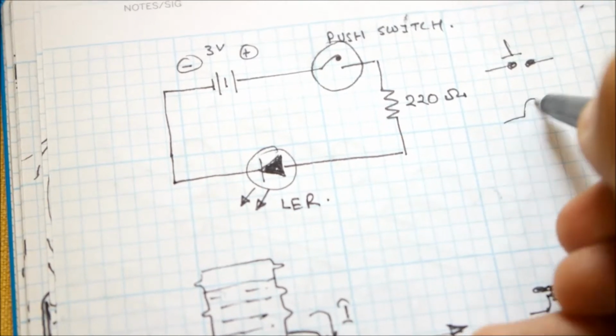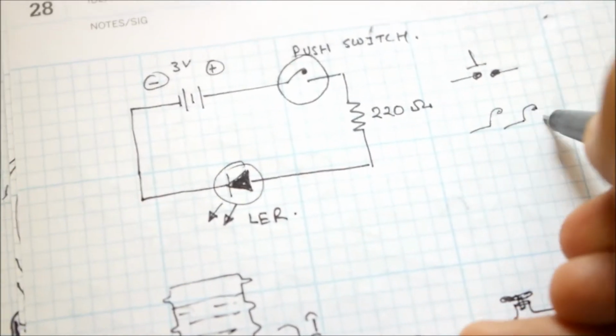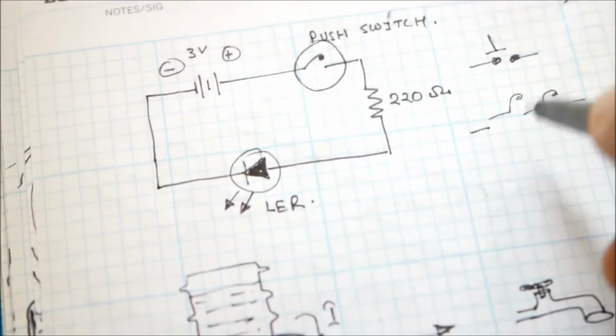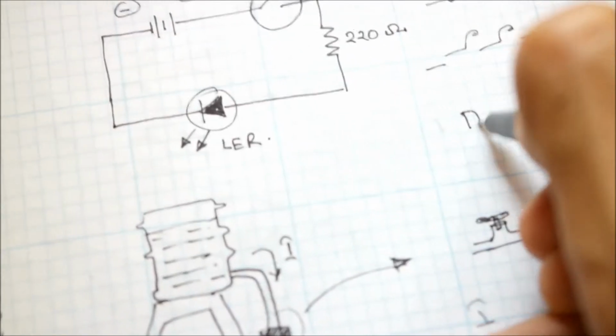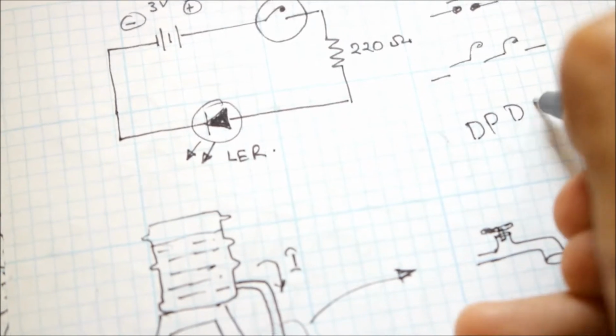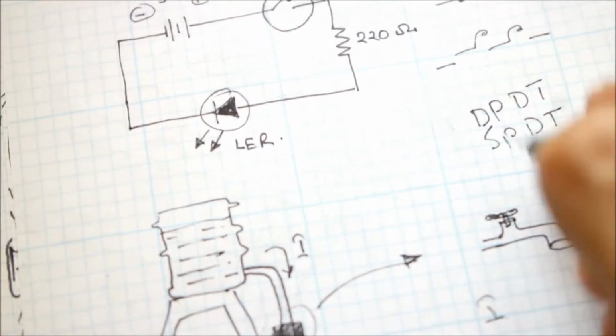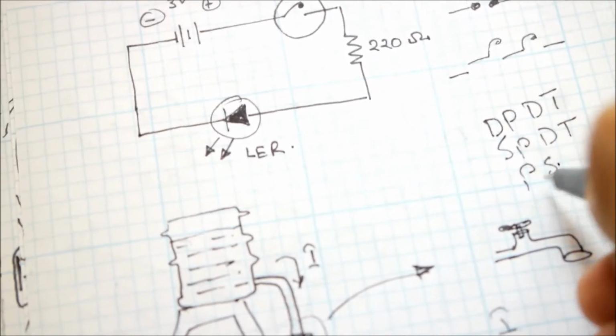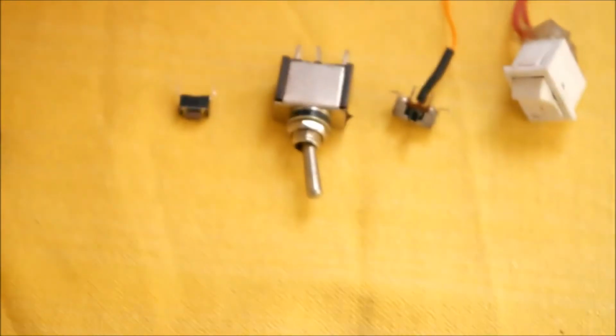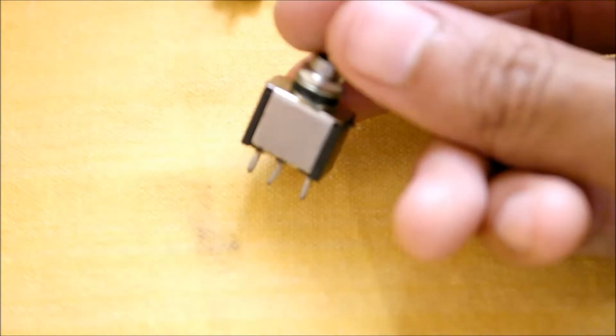Then there are certain switches like this. There are different kinds of arrangements. Then there are DPDT switches, then SPDT switches, then push switches. So there are different kinds of switches. I have quite a couple of them with me right now. This is called a simple SPDT switch.